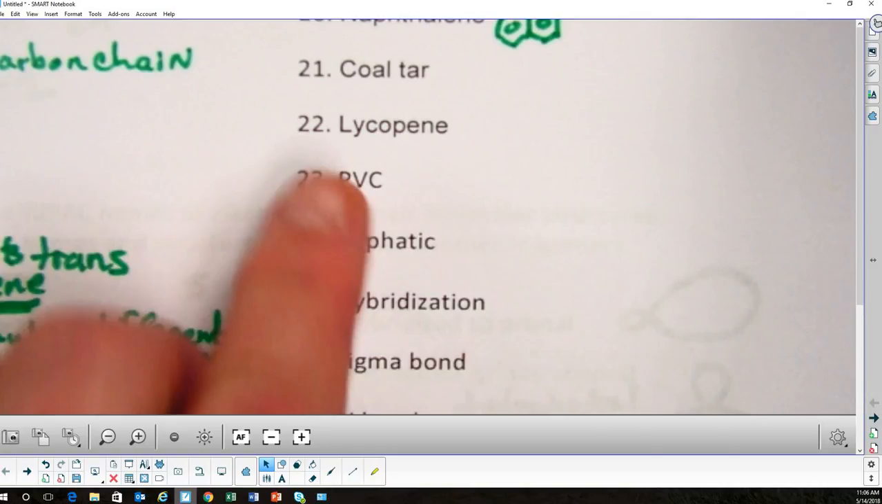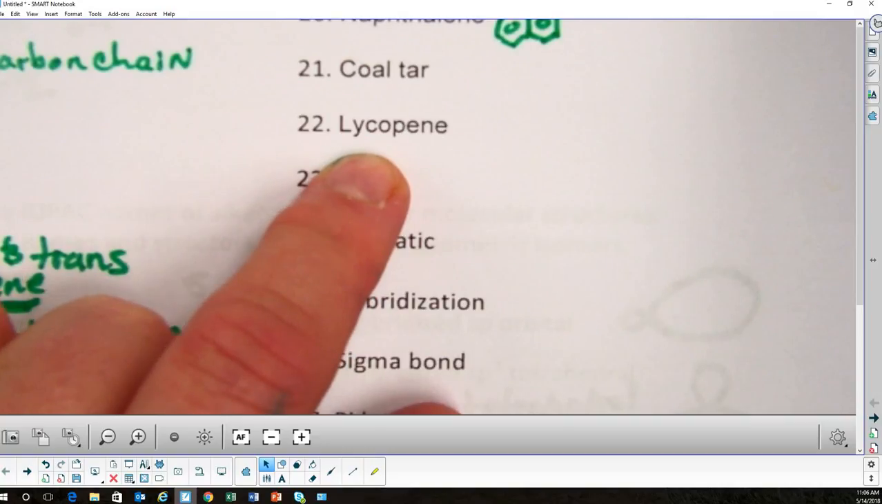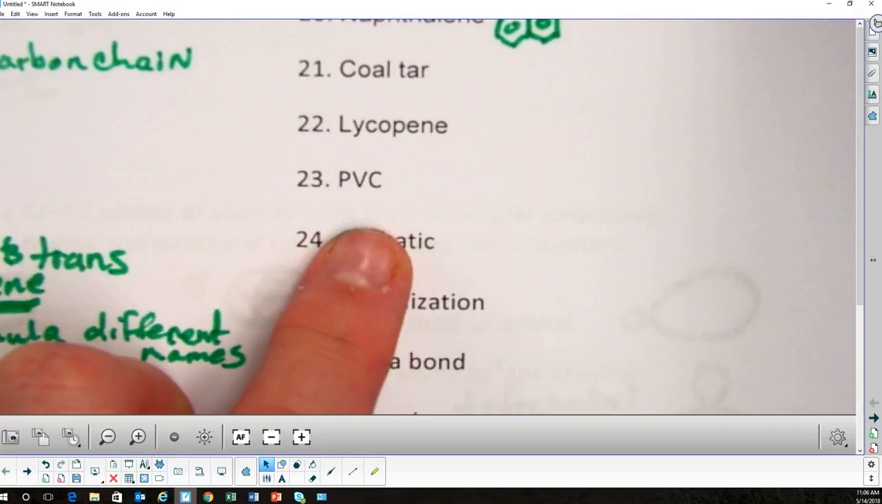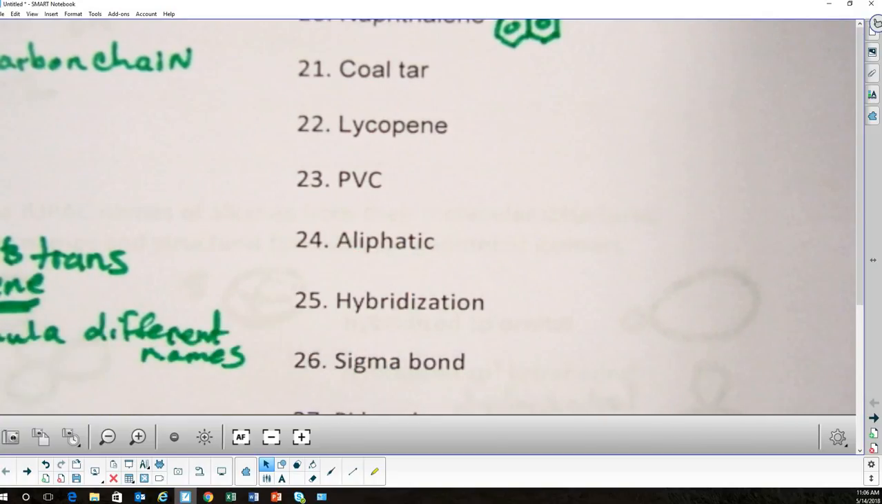Okay, next one down is lycopene. Lycopene is found in all plants, especially tomatoes. It's an antioxidant. It's a non-essential amino acid, meaning our body can synthesize it. PVC is polyvinyl chloride. It is a polymer. Let me know if I'm going too fast. Like I said, I'm not going to write it down.